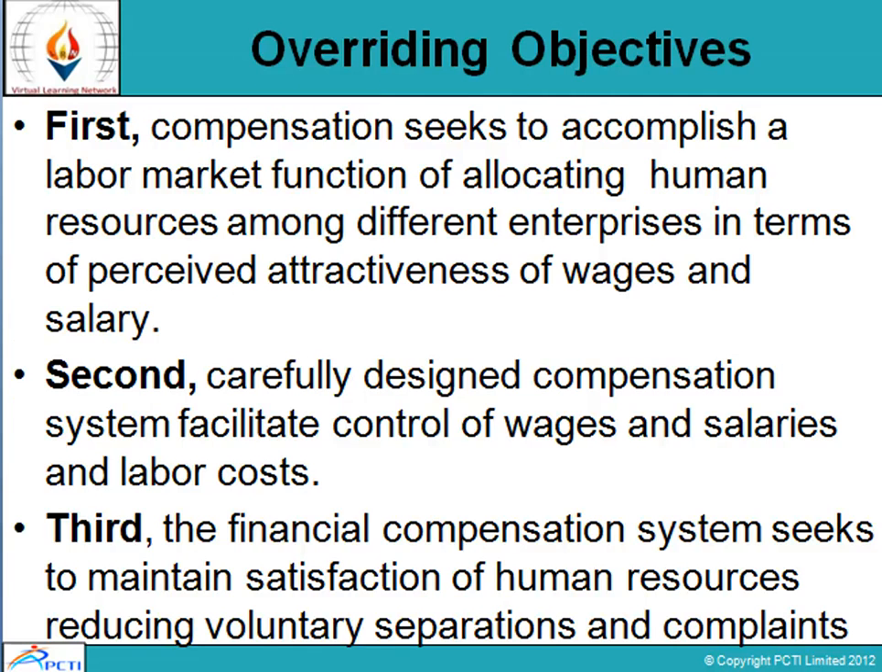When we talk about its overriding objectives, there are basically 4 objectives of reward and compensation systems, which include recruitment of people in the company, control of payroll cost, the satisfaction of individuals, and lastly the reduction of voluntary separations, which are grievances and conflicts regarding pay and motivation.